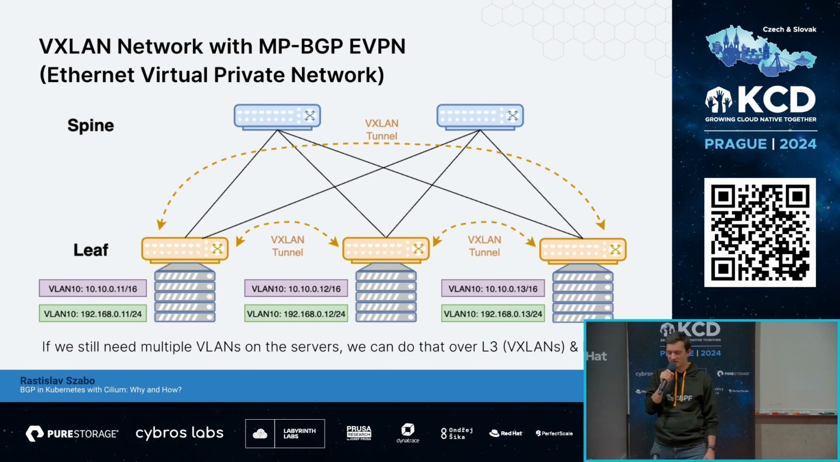We can bring up VXLAN tunnels between the leaf switches, and via BGP we can actually advertise those layer 2 reachability information as well. So BGP can help also in this kind of layer 2 over layer 3 tunneling.